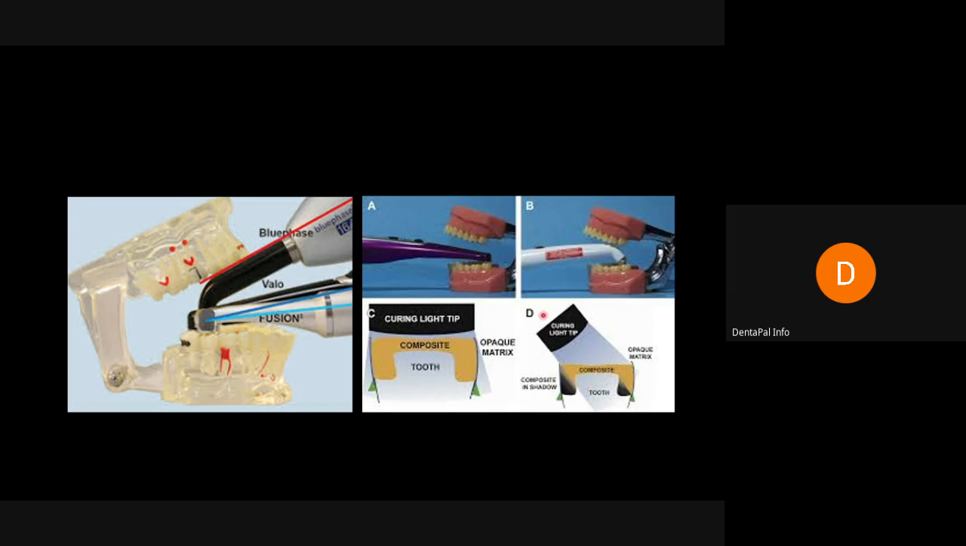Look here, if it is not perpendicular, the intensity of light is going to be directed obliquely, and these black areas will not have enough light to be polymerized. So these composites in shadow will remain unpolymerized. But this is not the situation if it is 100% perpendicular on the surface. Then all the light will be transmitted at the same time equally to all parts of the composite, and it's going to be evenly polymerized.